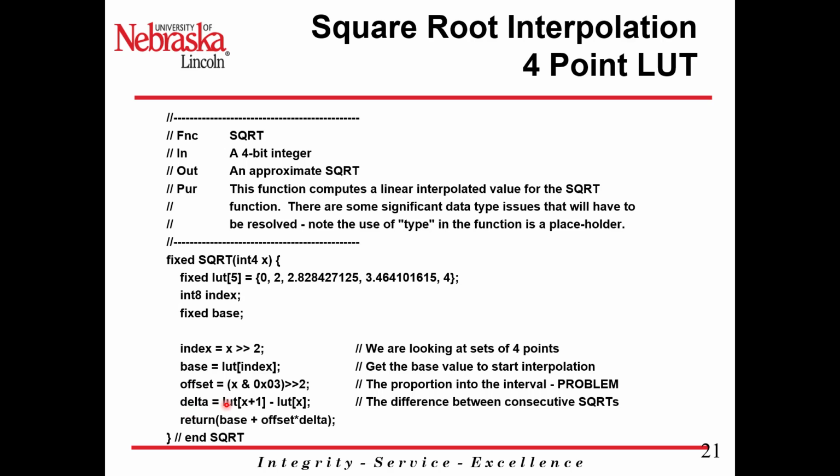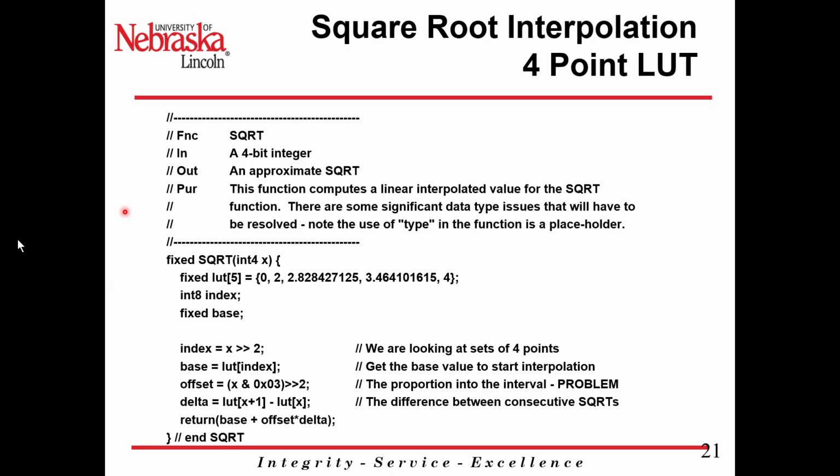Now we're going to take the lookup table, x plus 1, and subtract that from x. So we're taking the next value in the table and subtracting that from the current base address, or x between the 2. And then we're going to return the base plus offset times delta. So essentially interpolating our function.